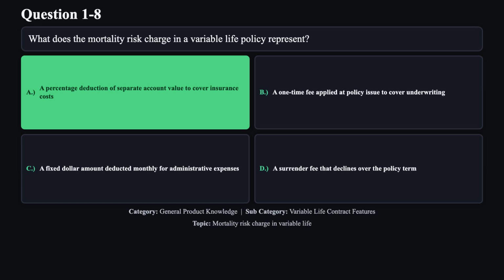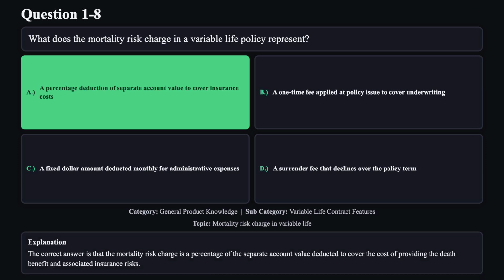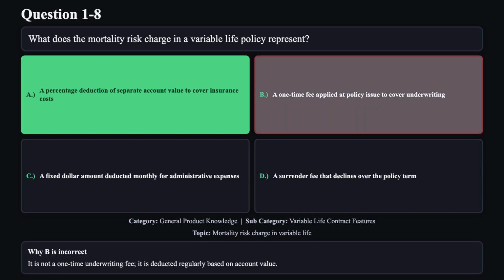The correct answer is A. The correct answer is that the mortality risk charge is a percentage of the separate account value deducted to cover the cost of providing the death benefit and associated insurance risks. Reason B is not correct. It is not a one-time underwriting fee. It is deducted regularly based on account value.